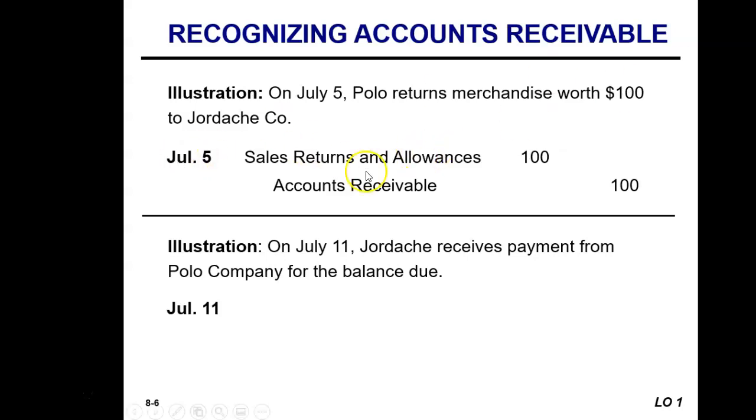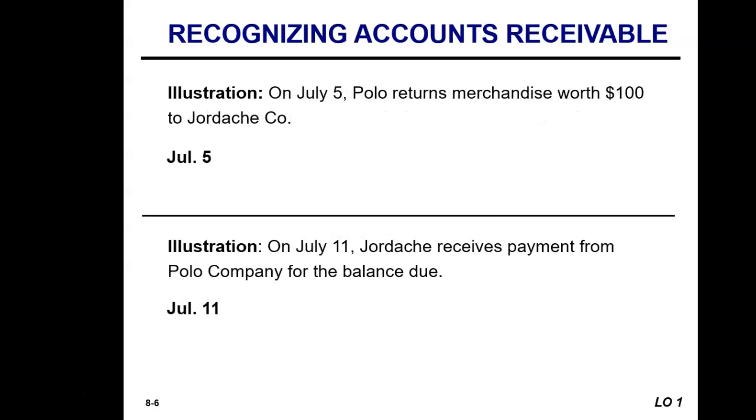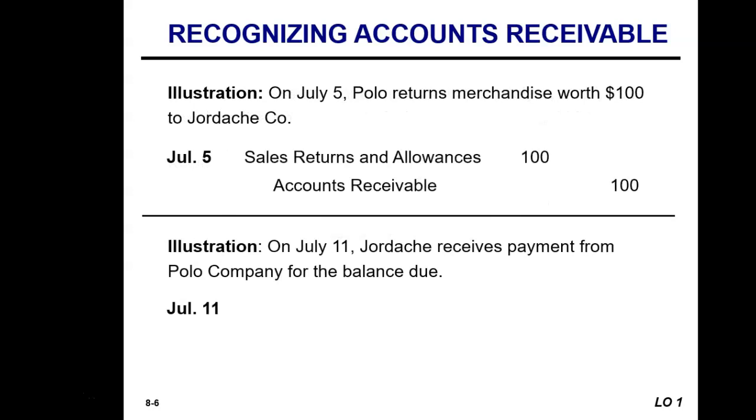On July 11th, Jordache receives payment for the balance that's due. Remember, back on July 1st, the sale took place for $1,000. The terms were 2/10, n/30. We had a return for $100 that took place on July 5th. So now the amount owed will only be $900, but because of the credit terms, we're going to receive a 2% discount if paid within 10 days. And yes, we did pay within the discount period.